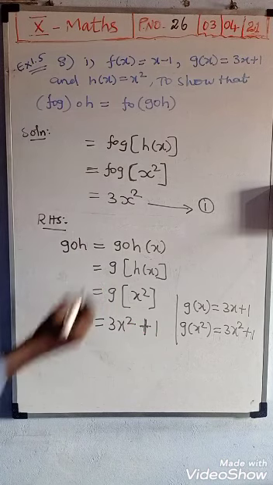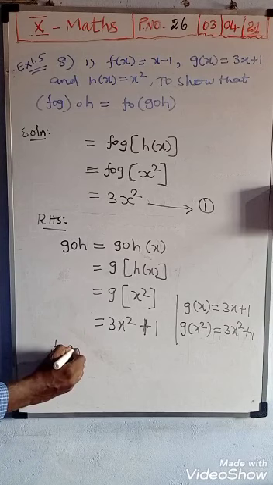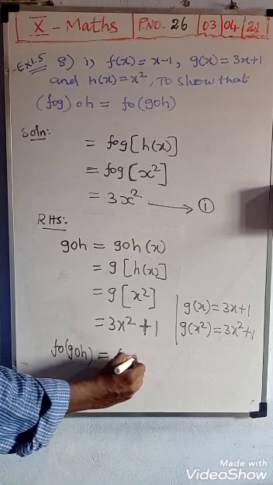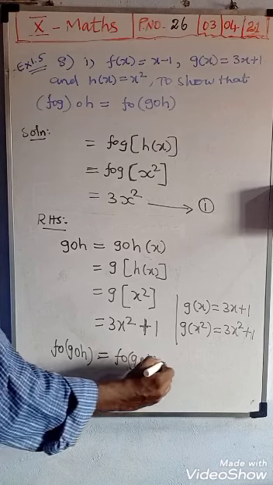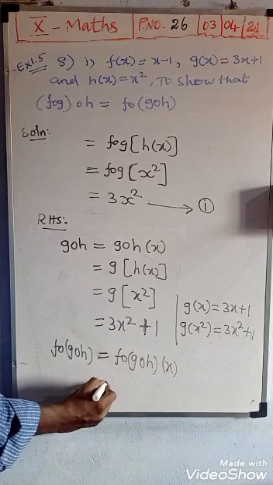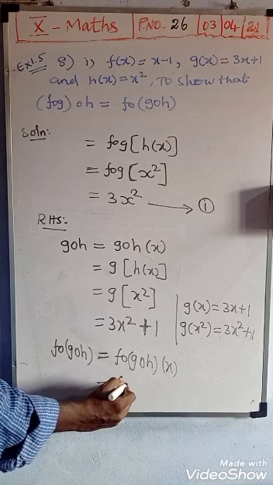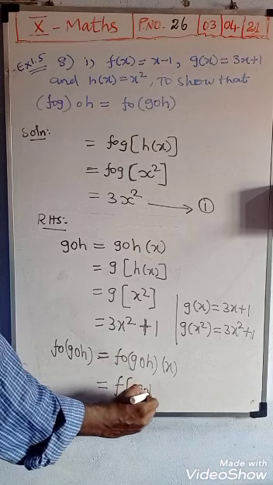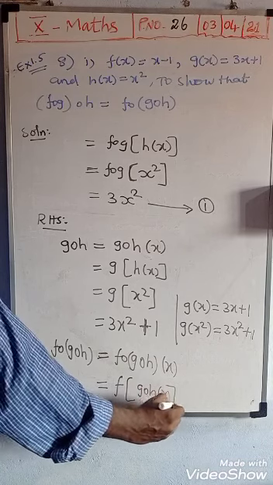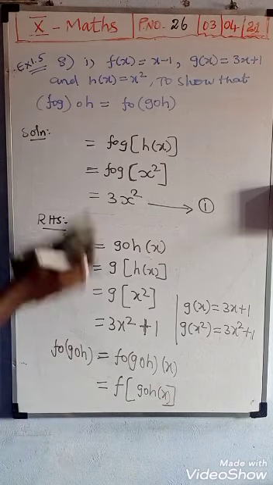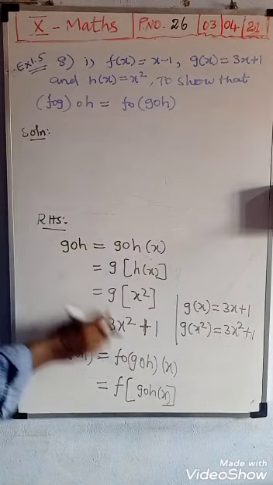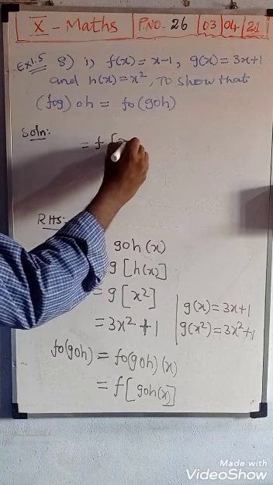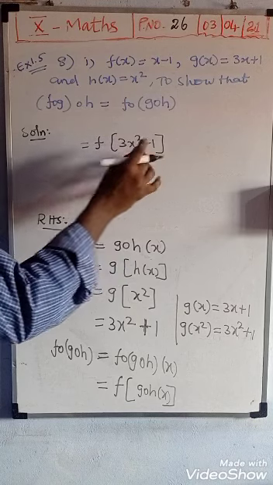Next, what is the whole term we want to find? F composition (g composition h). We can write this as f composition (g composition h) of x. Now this we can write as f of (g composition h) of x. Now this value we know. Before, we received the g composition h value as 3x squared plus 1. So we write f of 3x squared plus 1.